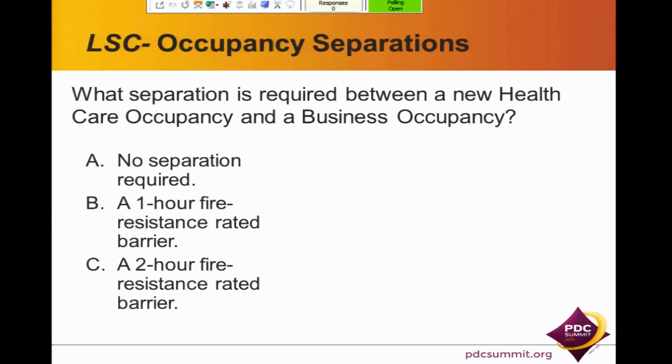All right, what separation is required between a new healthcare occupancy and a business occupancy? And this is assuming a separated mixed-use approach. We're not getting into any of the non-separated approaches right now. Life safety code.